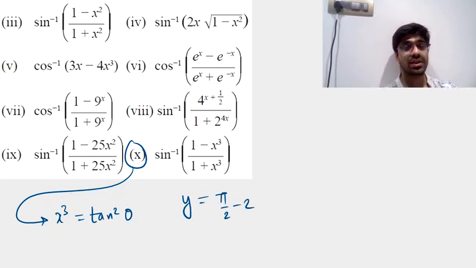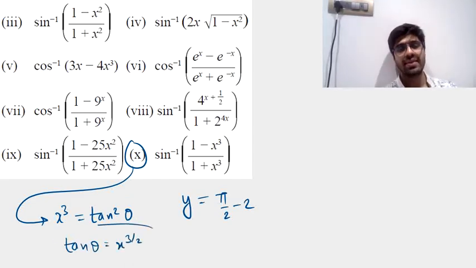Now theta is a little tricky here. You need to take a root first. So tan theta will be x power 3 by 2, and then theta will be tan inverse of x power 3 by 2.